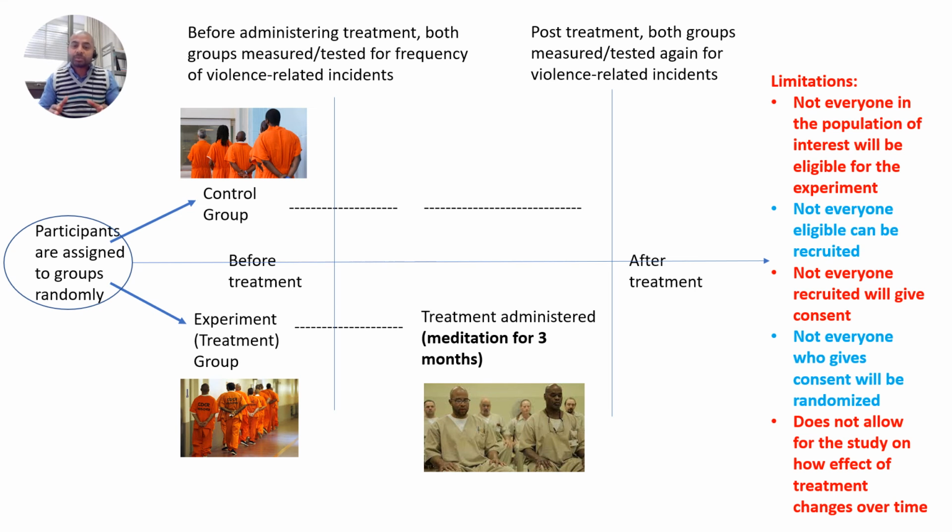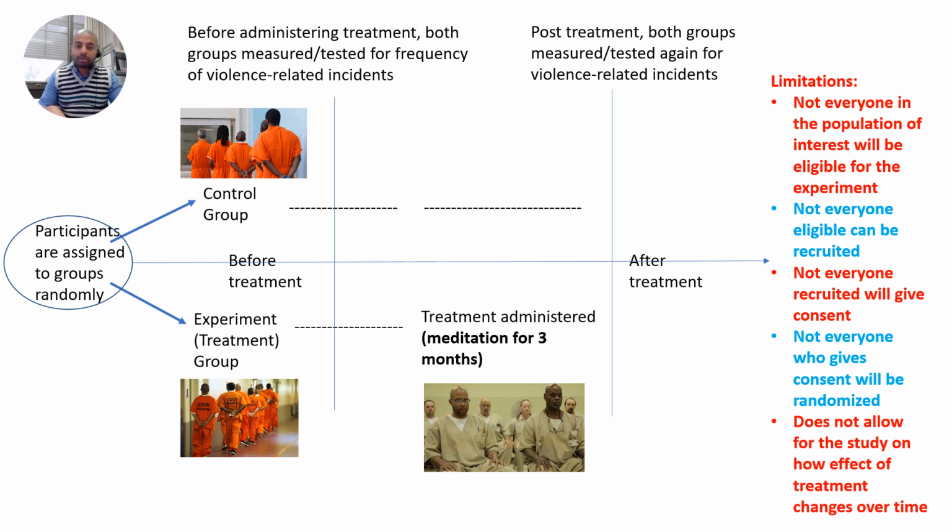Not everyone eligible will also be recruited. So maybe you find a group of 100 prisoners who are eligible for your study, who have all demonstrated a violence related incident. However, not everyone will be able to be recruited. Some of them may not be interested, or not everyone interested will give their consent. So initially some participants may show interest, but once they come to know what your research is all about, they might not show consent, or they give their consent.